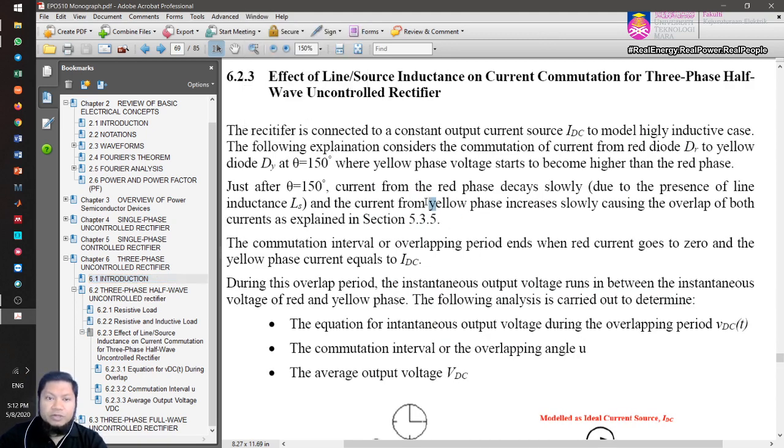Okay, so next we're going to look into 6.2.3, which is the effect of line or source inductance on current commutation for the three-phase half-wave uncontrolled rectifier. So this is again in practical. There's always a source inductance, supply inductance. How this gets into the system is actually from the transformer winding. It could be from the cabling. So that introduces additional line or source inductance in the system. This is the front side, close to the supply voltage. So we're going to look at the effect of having this source inductance on the three-phase half-wave uncontrolled rectifier.